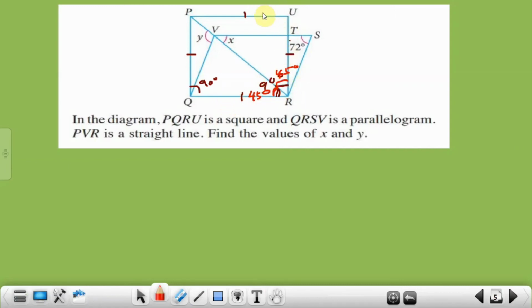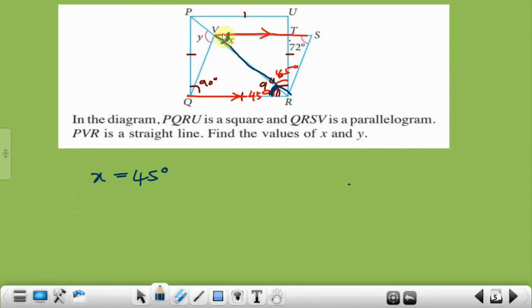Alright, can you see this is parallel to this line? When it is parallel, can you see this is the alternate angle? That means x is equal to 45 degrees. Okay, that is number one.